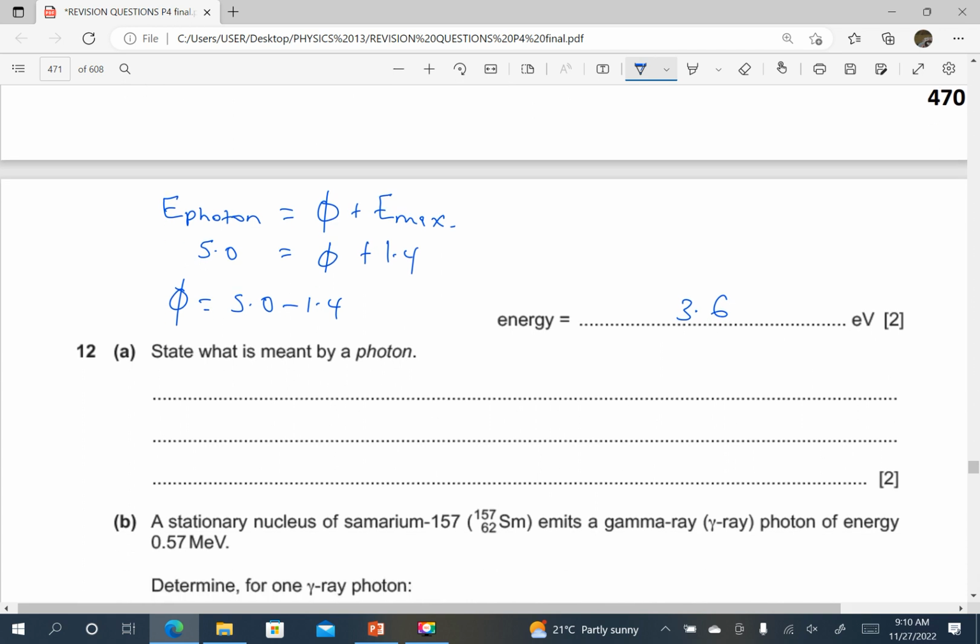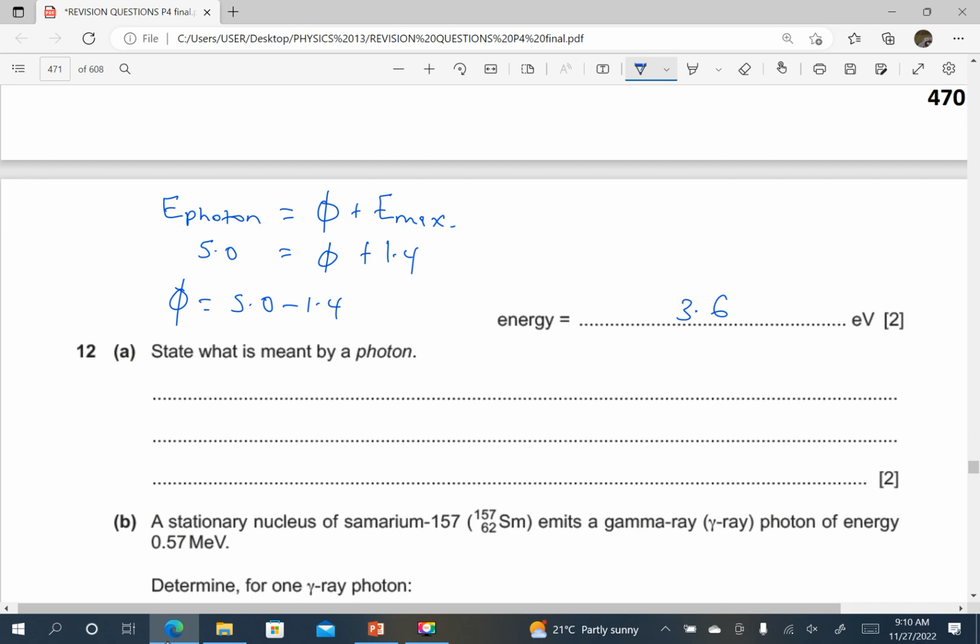State what is meant by a photon. Of course, a photon is now easy. This question will appear over 100 times in this unit of quantum physics. I will be defining it so that it becomes part of you every time. So a photon is a packet of energy, or a quantum of energy of electromagnetic radiation.